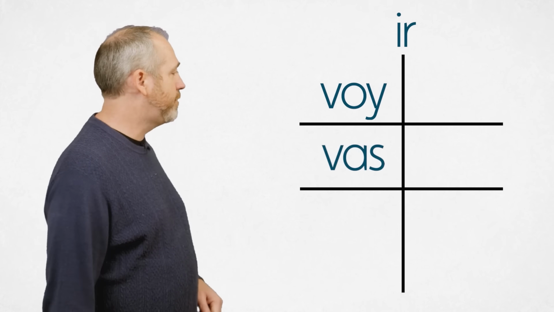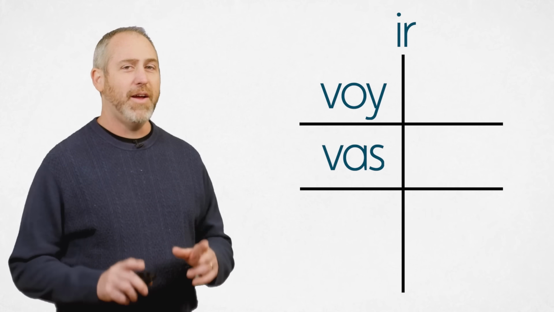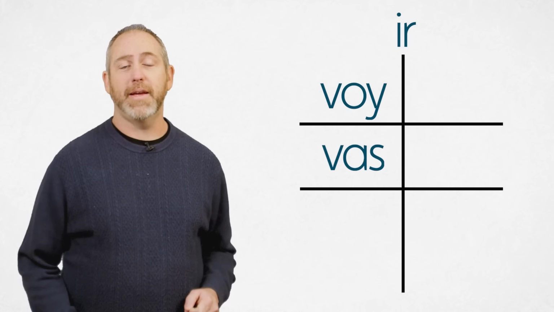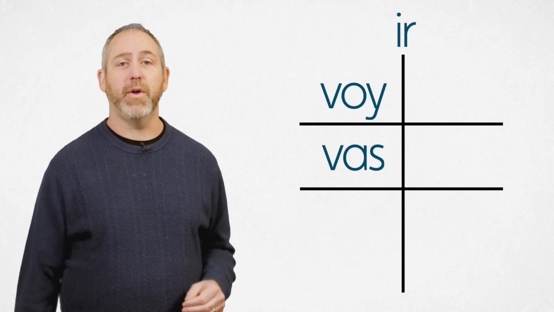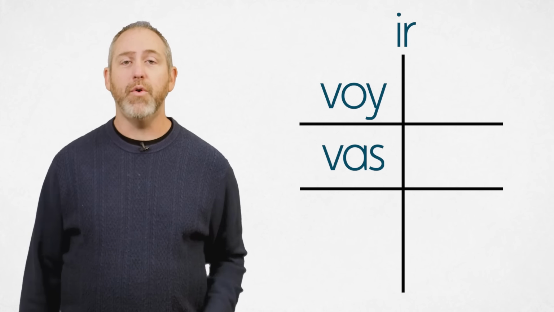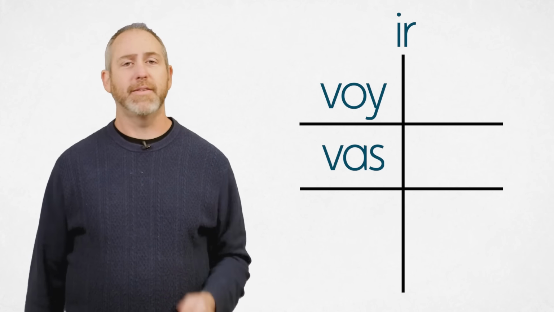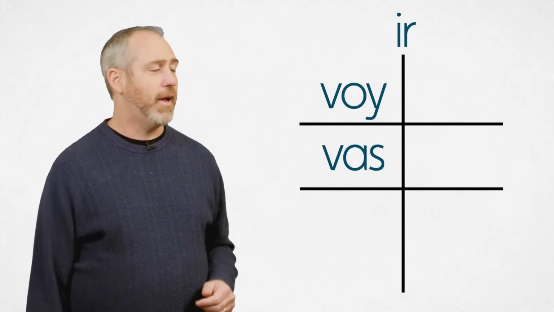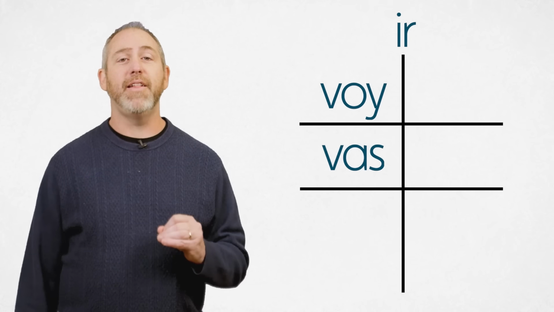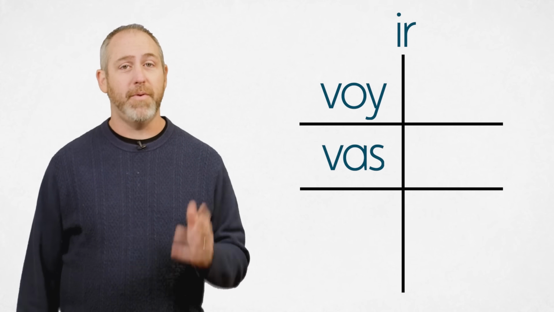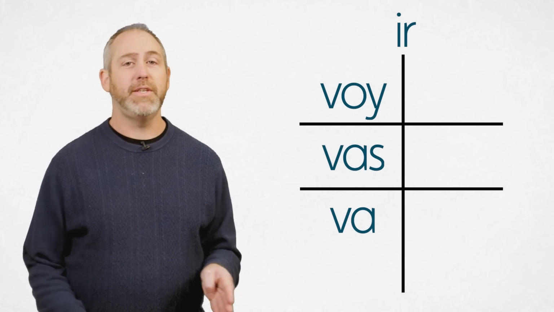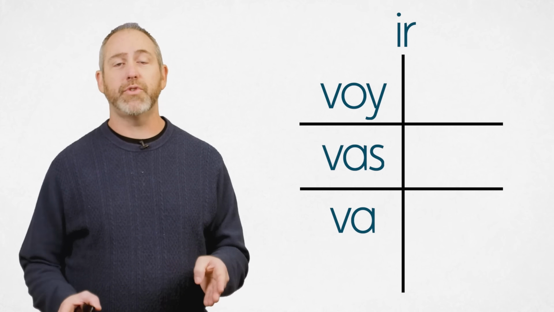Now, next one here, now that you've seen the beginning letter, I bet you can guess what the tú form is. We're using AR endings from this point on. Vas. So vas means you go, you are going. Are you going? I can say vas tú. And next, down here on the bottom left, the él, ella, and usted form is going to be, you're probably already figuring this out, aren't you? Va. Él va, he goes, he's going. Ella va, she goes, she's going.